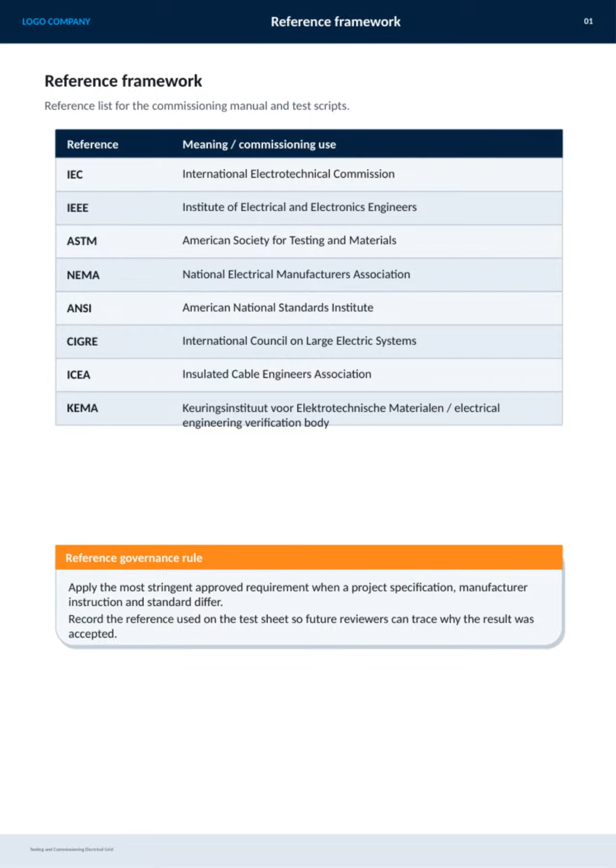Other specialized bodies like SIGER, ICA, and KEMA offer guidelines specific to large electric systems, cable engineering, and electrical verification. It's critical to apply the most stringent requirement when there's any discrepancy between project specs, manufacturer instructions, and existing standards. Also, documenting which reference was used on the test sheet is necessary for transparency and traceability, so future reviewers can understand why certain results were accepted. This governance rule helps maintain accountability and quality throughout commissioning.